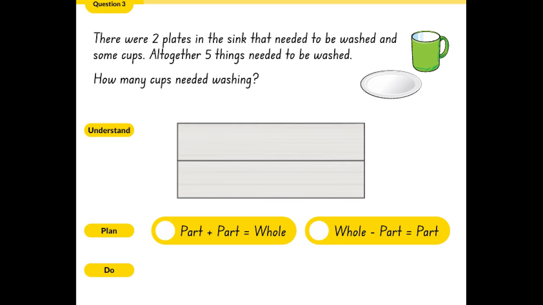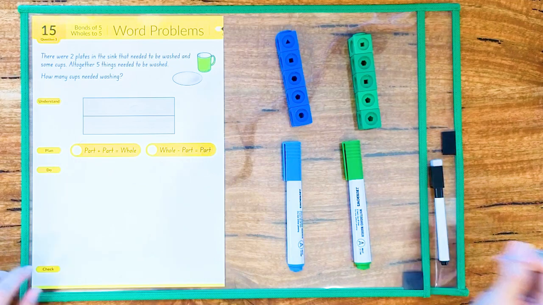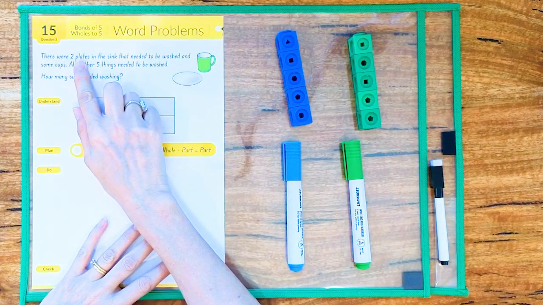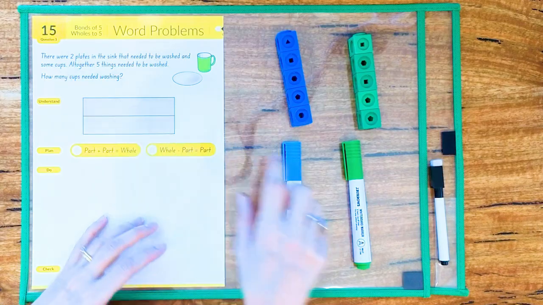Question 3. There were 2 plates in the sink that needed to be washed and some cups. Altogether, 5 things needed to be washed. How many cups needed washing? Question 3 is about plates and cups.